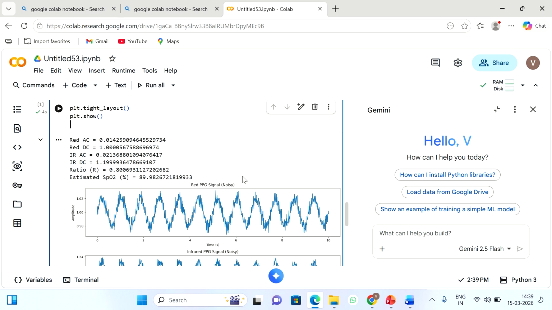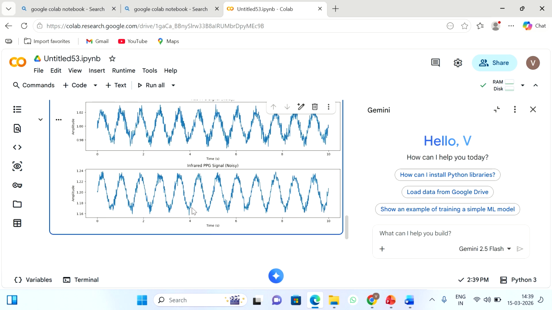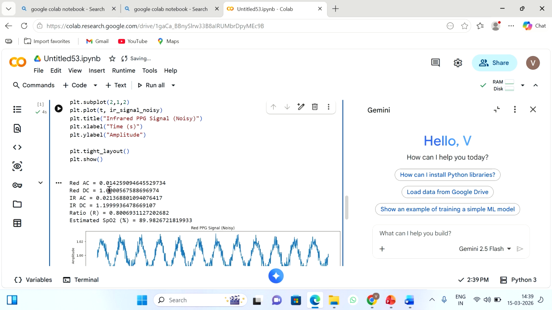So we are getting the measurement, and then red PPG signal noisy, infrared PPG signal noisy. And the red AC component is measured as 0.01425. Red DC component is equal to 0.000056. Infrared AC component 0.02. And infrared DC component 1.19. Ratio is 0.8006. Estimated saturated oxygen content in percentage is equal to 90%, which is usual for a normal human being.